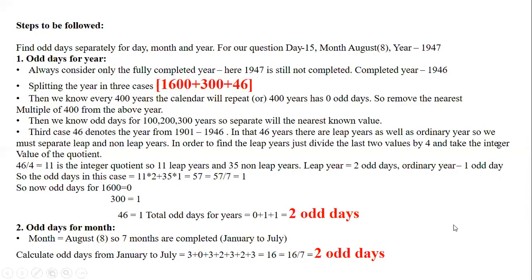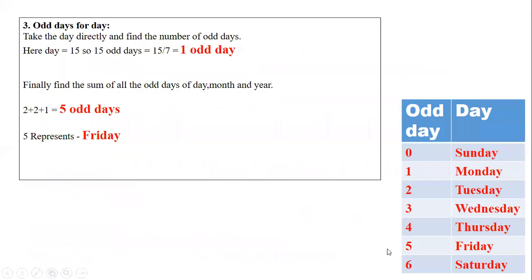So we know for the year we got 2 odd days. For the month we got 2 odd days. For the day we have 1 odd day. So 2 plus 2 plus 1, 5. So 5 denotes Friday.